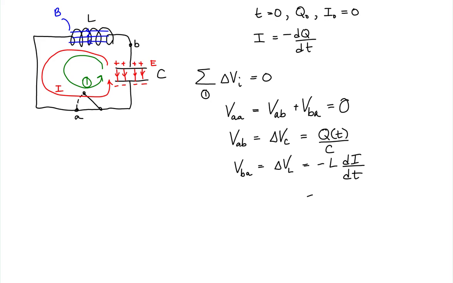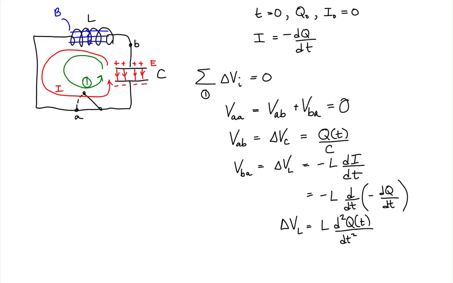Well, the potential difference across the inductor is minus L times the time rate of change of current, and we previously established that current is equal to minus the time rate of change of charge, based off of the charge removed from the capacitor's plates. This means that the potential difference across the inductor is equal to the product of the inductance and the second derivative of charge with respect to time. And again, we know that the charge will vary as a function of time.